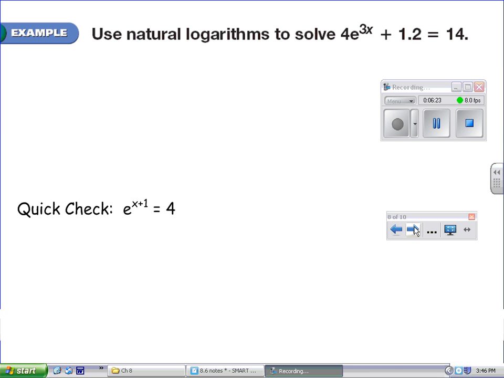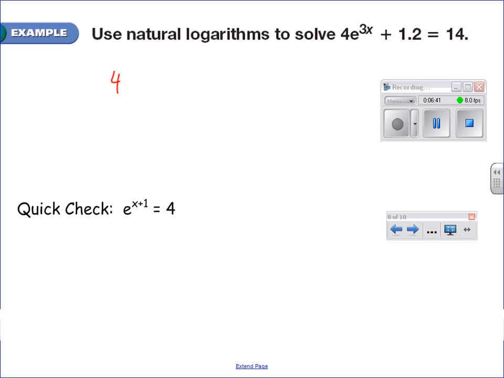So now let's solve this guy. All right. So again, what do I have? I have an x in the exponent. So that means I've got to go ahead and isolate this guy first. So subtract 1.2. 4e to the 3x equals 12.8. Divide by 4. e to the 3x equals 3.2.